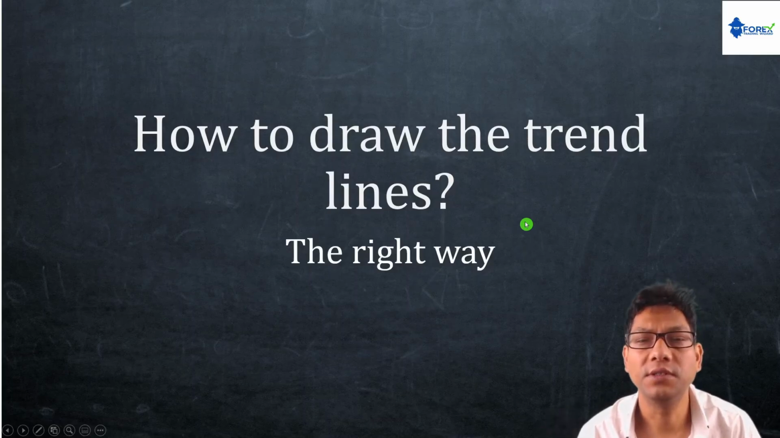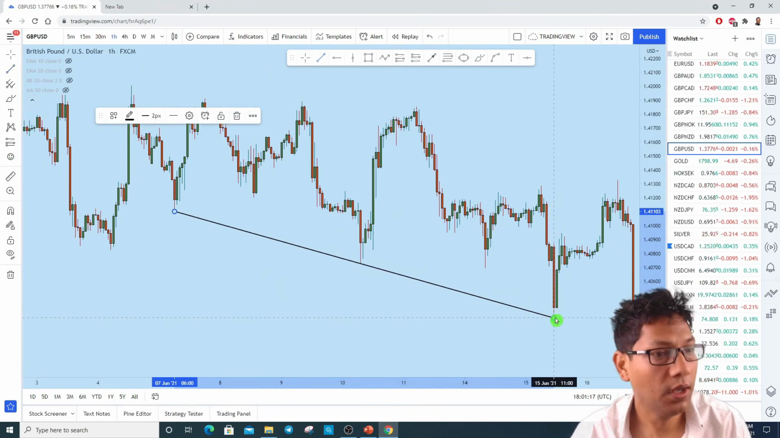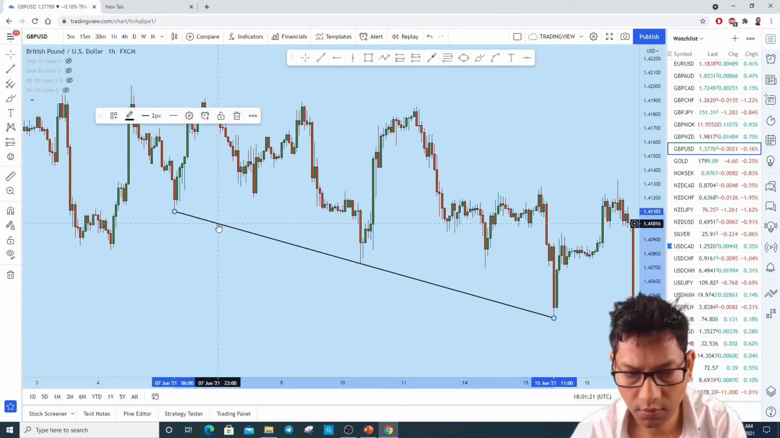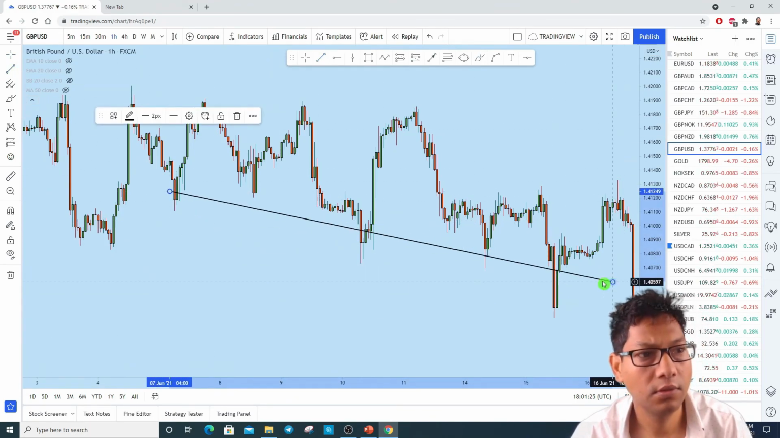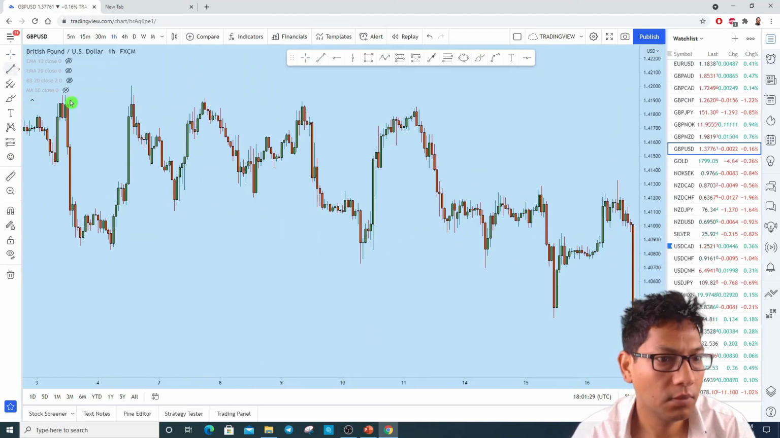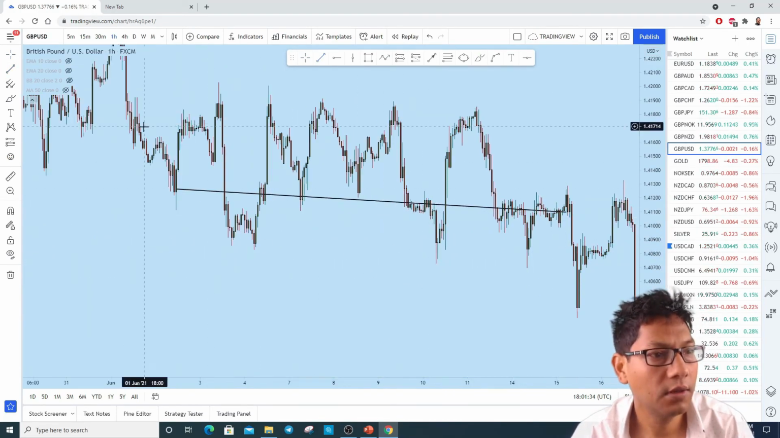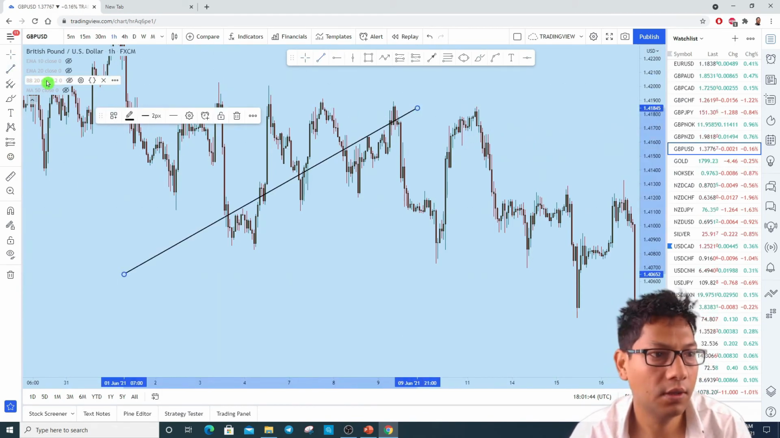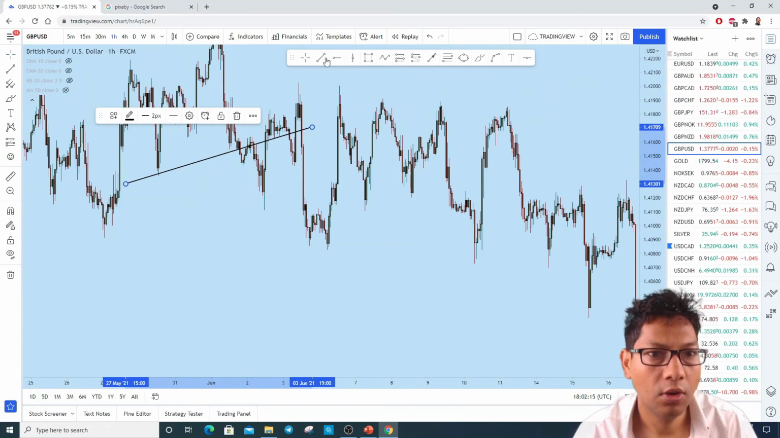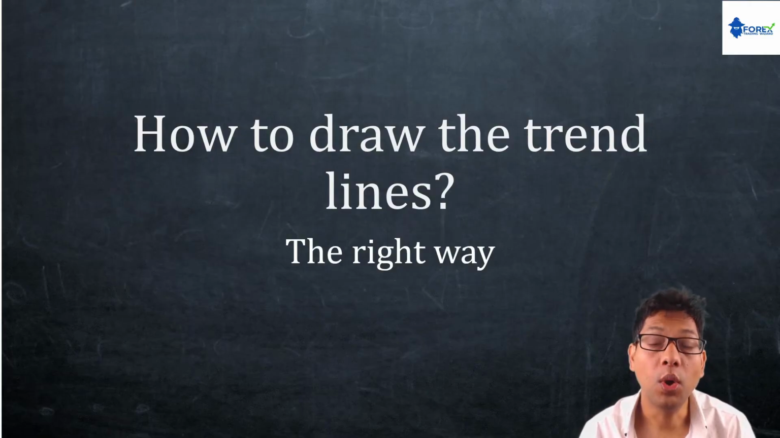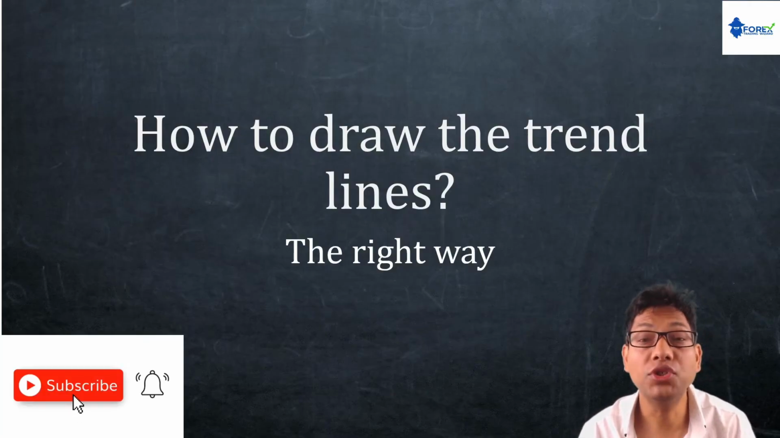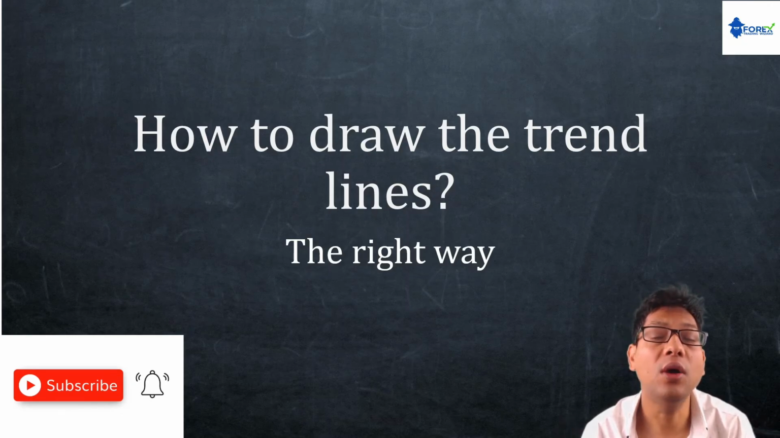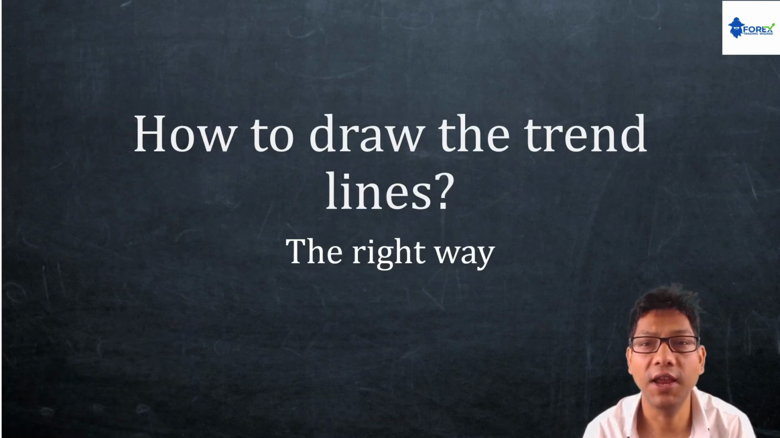What's up, traders? How to draw a trend line? Is this way or that way or this way or maybe that way? Whatever way you are drawing, most traders don't know how to draw a trend line in the right way.